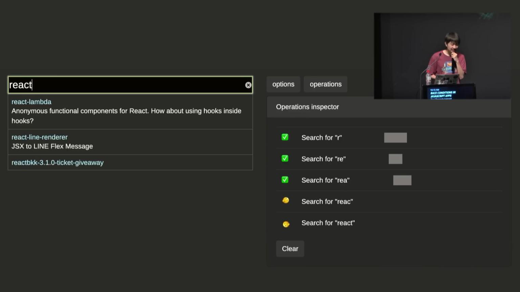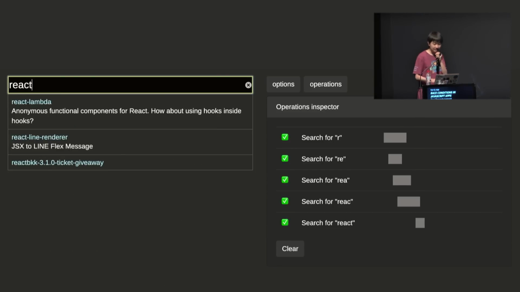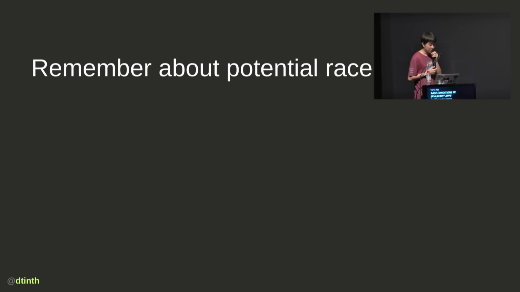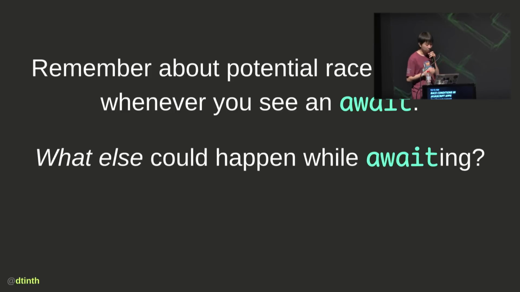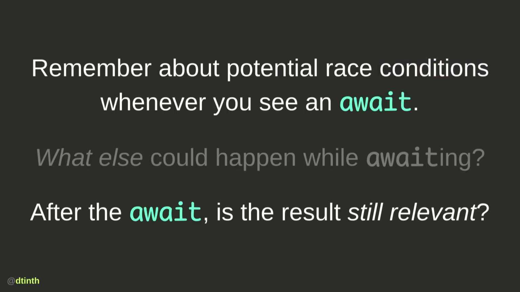So yeah, you can see that this humble little search box, it took me 3 attempts until I can get it right. And that brings me to the first takeaway for this first story, which is to always remember about the potential race conditions whenever there is an await call. So each time you see an await, maybe think about what else could happen while we are waiting for the result, and also think about whether or not it makes sense to use the result after the await.